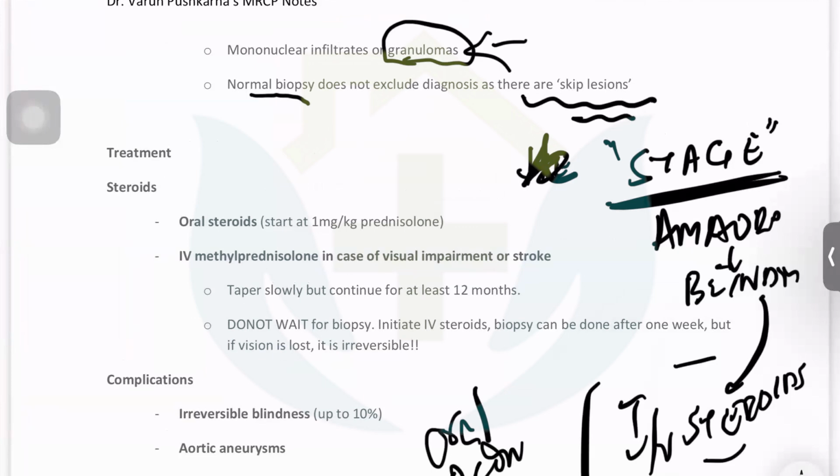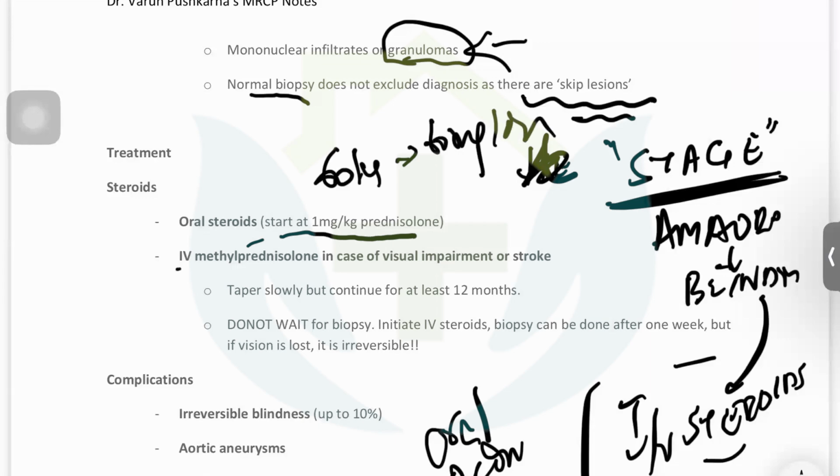If it has mentioned that there is a blindness or there is a visual blurring or there are chances of stroke, only then give intravenous steroids. Otherwise, oral steroids are perfectly fine. Oral steroids starting at 1 milligram per kg. So for a 60 kg lady, 60 milligram dose per day, gradual tapering. IV methylprednisolone if the visual impairment or stroke risk is high. Taper slowly but continue for at least 12 months. Do not wait for biopsy.